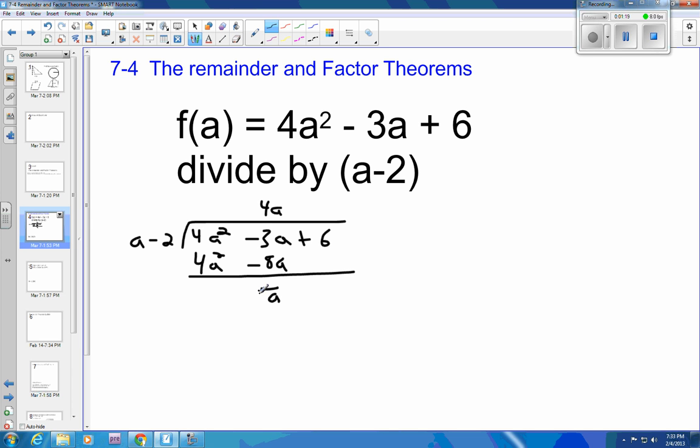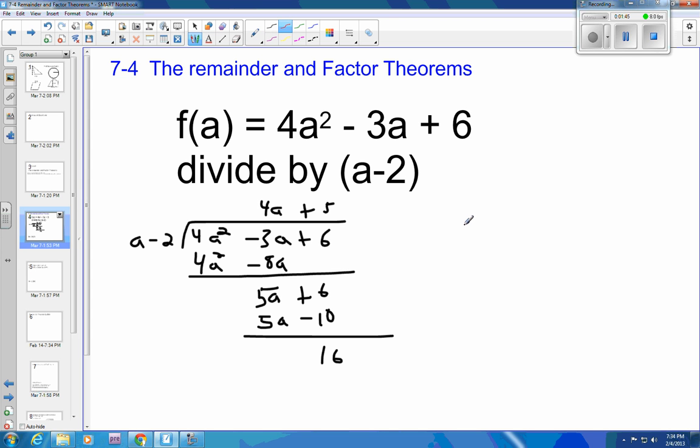Try that again. 5a, bring down the plus 6, and then a times 5, so that's going to be a plus 5 here, gives me 5a. And 5 times 2 is a minus 10. And when we subtract, the 5a's cancel, this would be a minus 10, which is actually a plus 10, which gives us a remainder of 16.